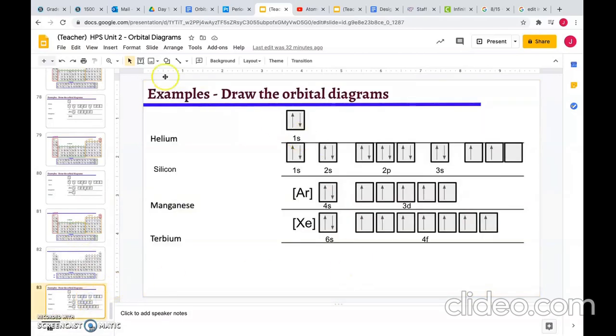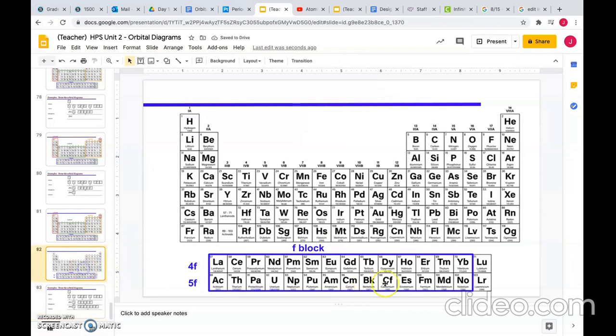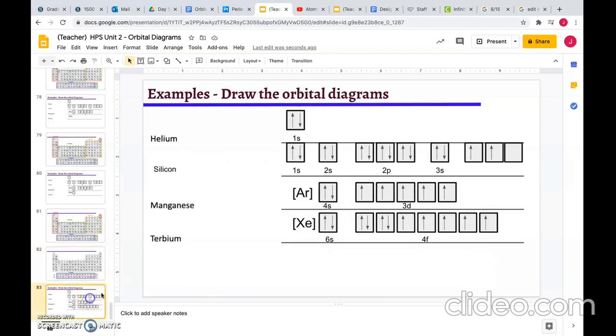Okay, so for this one, we should draw one more arrow going down right there, and one more arrow going down right there. And again, the reason why terbium is the 9th element, 1, 2, 3, 4, 5, 6, 7, 8, 9. So we need to fill in 9 electrons. So we fill in the first 7, and then here's 8 and 9 going down.